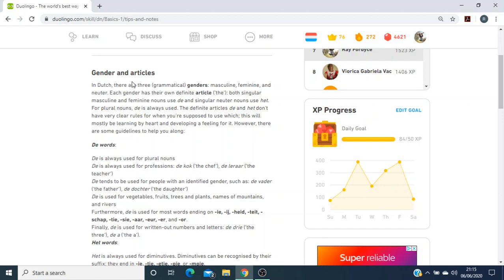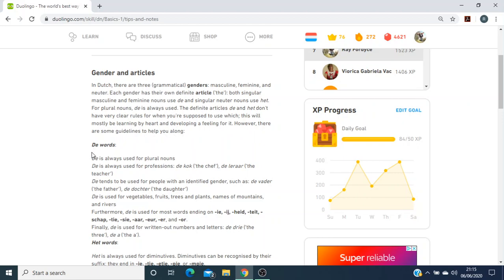So, in Dutch, there are three grammatical genders: masculine, feminine, and neuter. Each gender has their own definite article, the. Both singular masculine and feminine nouns use de, and singular neuter nouns use het. For plural nouns, de is always used. The definite articles de and het don't have very clear rules for when you're supposed to use which. This will mostly be by learning by heart and developing a feeling for it. However, there are some guidelines to help you along.